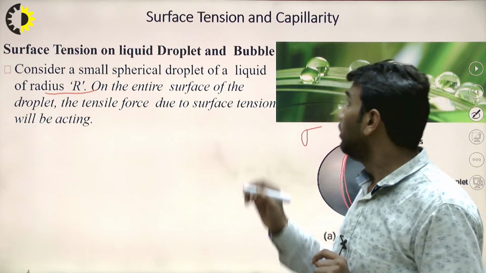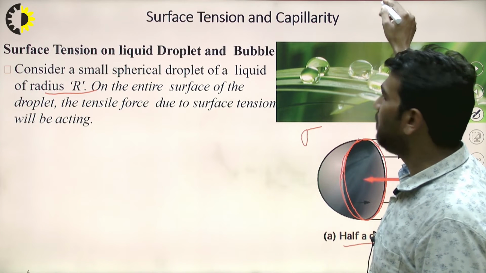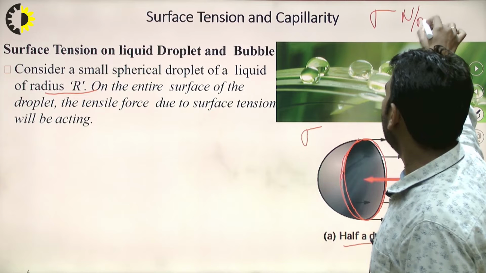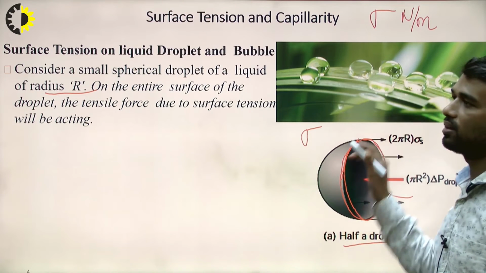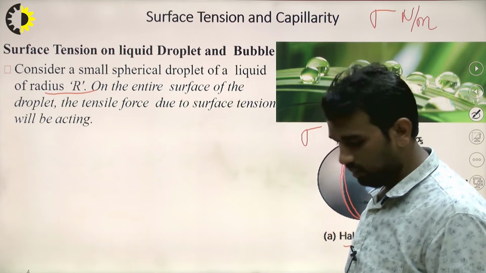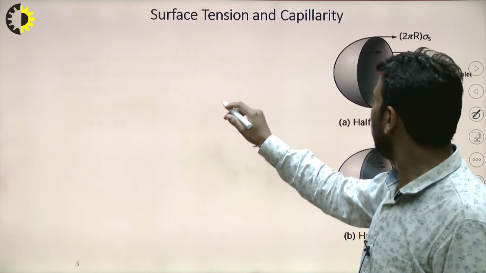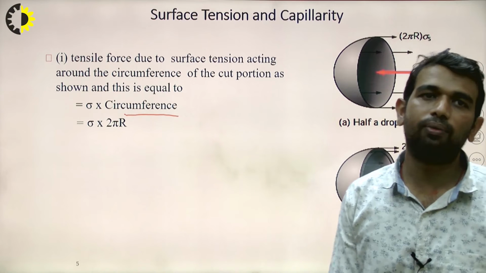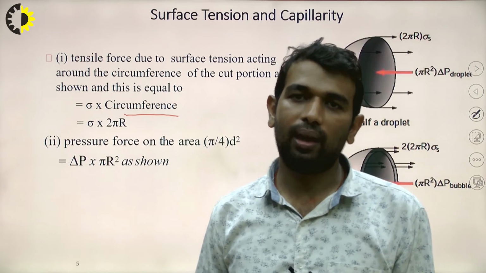Because we are already familiar, the surface tension force is taken per unit length. So sigma is nothing but a force per unit length. So the total force acting on the circumference or the surface of this particular droplet is sigma into the circumference of the droplet. That is nothing but sigma into 2 pi R.